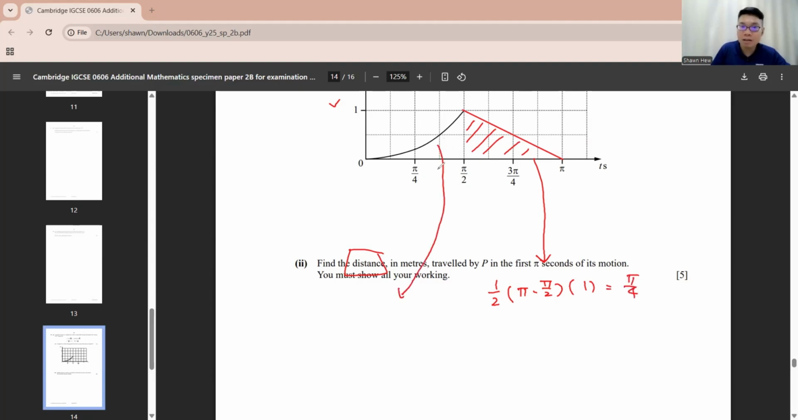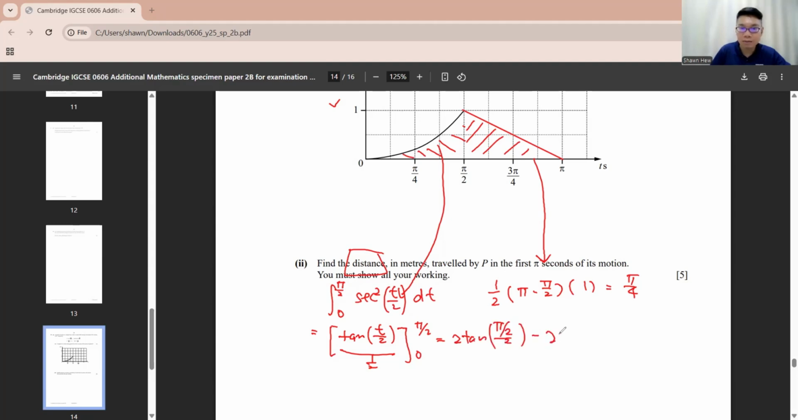Then how about this? We need to find the area under the curve by using integration from time 0 to time pi over 2. The equation is secant squared of t over 2. Integrate secant squared as tangent. The baby, you copy, and then differentiate the baby and divide. So dividing by half means times 2. So we sub in pi over 2 minus 0 over 2. You can just key in the calculator, or you can count by using the exact value also can.